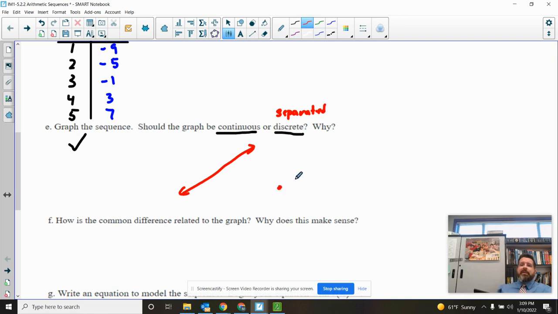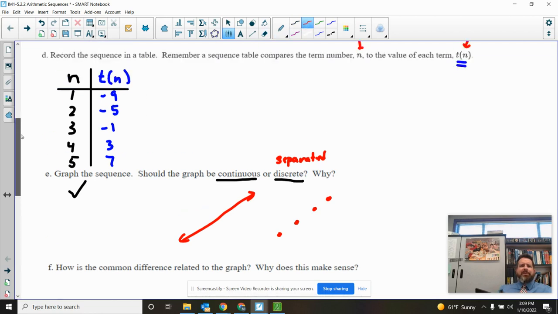So a single point here, a single point here, a single point here. This is a discrete graph. This is a continuous graph. Which did we have? We had a discrete graph. Now, I hope that makes sense. When we're thinking about our inputs and outputs, you can have the first term in a sequence. You can have the second term.